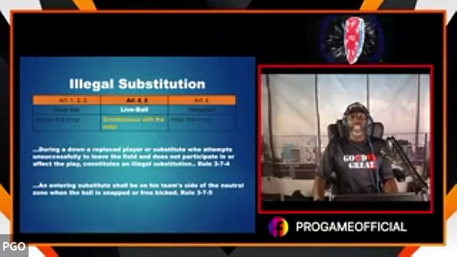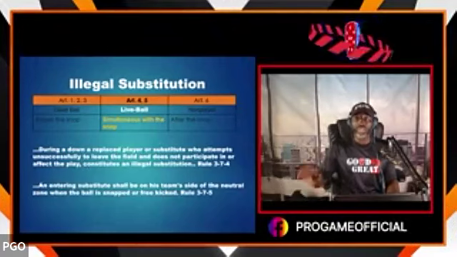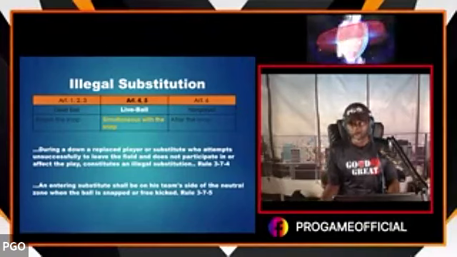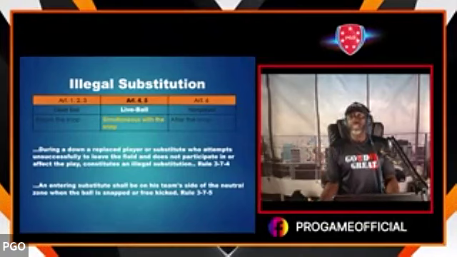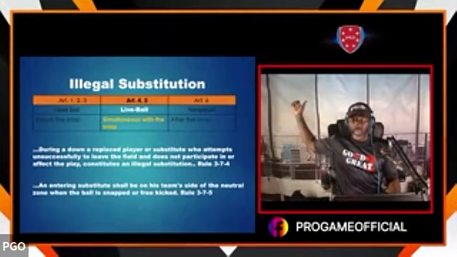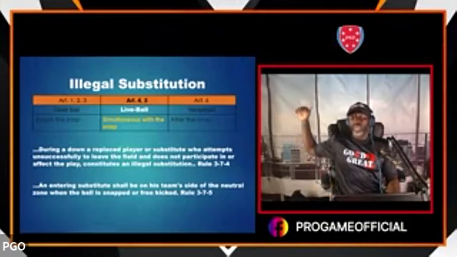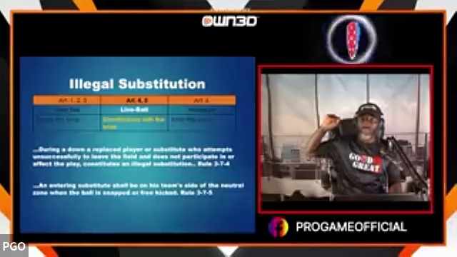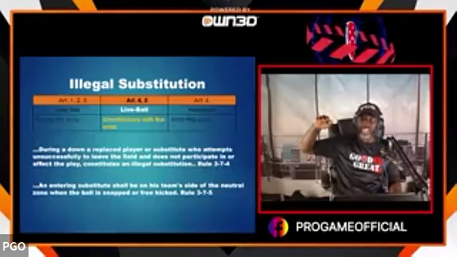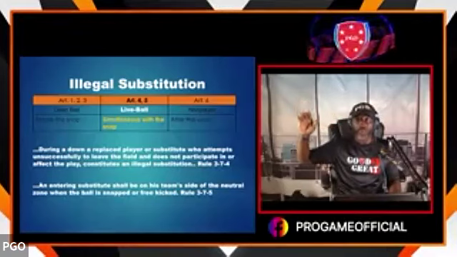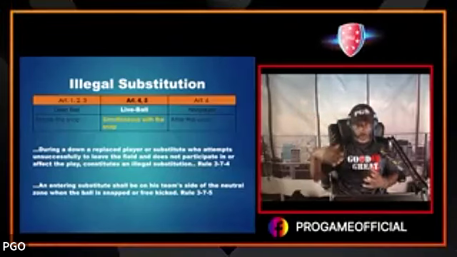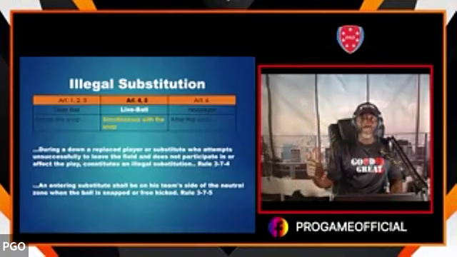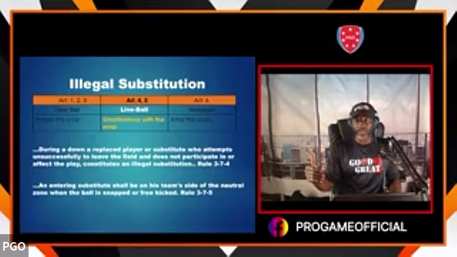Another one is an entering substitute should be on his team's side of the neutral zone when the ball is snapped or free kicked. So, again, let's say the defense is way back. We're on a 10-yard line. And we got 10 on the field on defense, and the 11th player is on the field trying to get to their side of the neutral zone, and the quarterback snaps the ball. Well, we're going to have a live ball illegal substitution. The ball is live because it didn't become a foul until the ball is snapped.